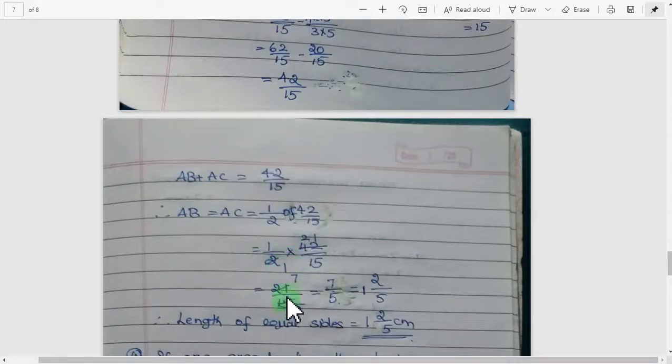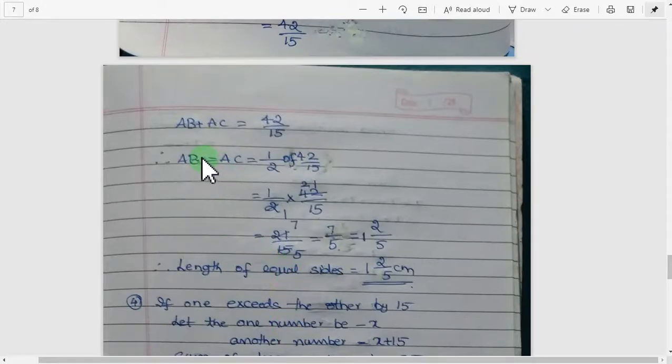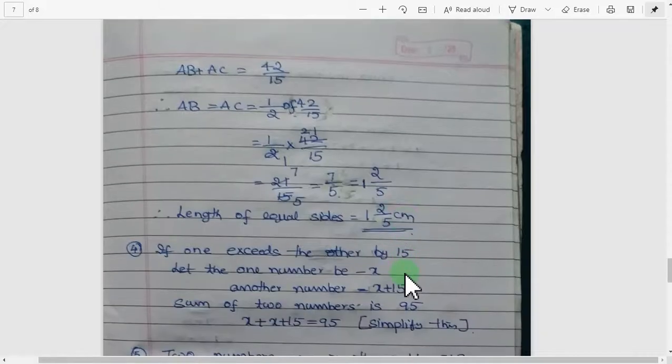Again you can simplify here. 7 by 5. 7 by 5 as a mixed fraction: 5 ones are 5, 2 remainder, and 5 is the denominator. So the length of the equal sides, both sides AB and AC, is 1 2 by 5 centimeter.